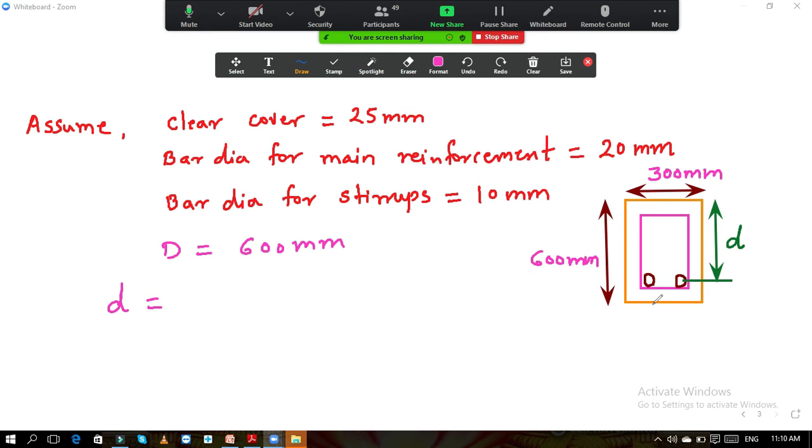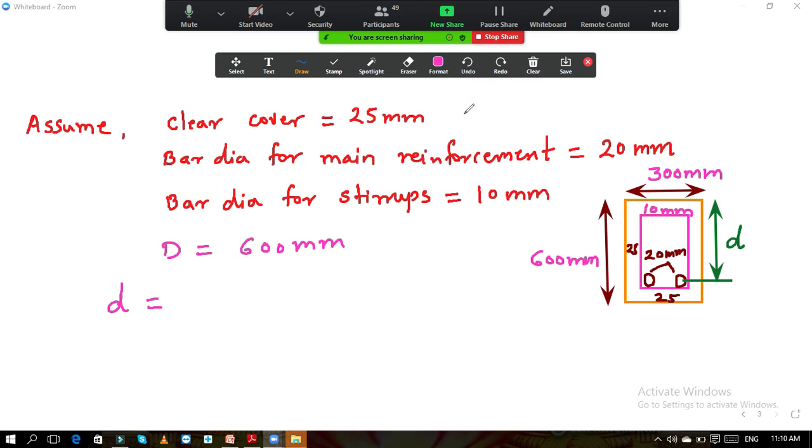We have assumed bar diameter for this stirrup. For this stirrup, we have assumed the bar diameter 10 mm. Now for these internal bars, we have assumed the bar diameter as 20 mm. And what is the cover? So we assume the clear cover as 25 mm on this side and 25 mm on this side also.